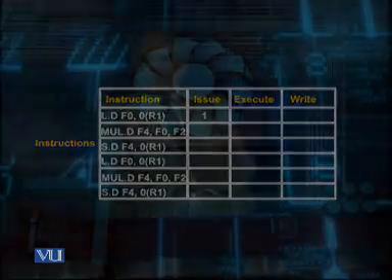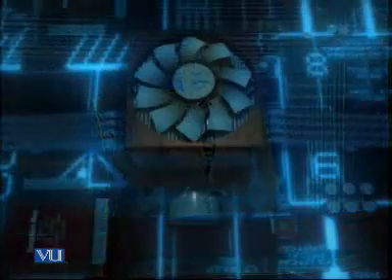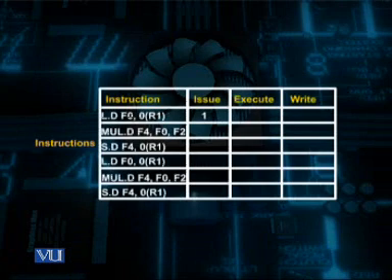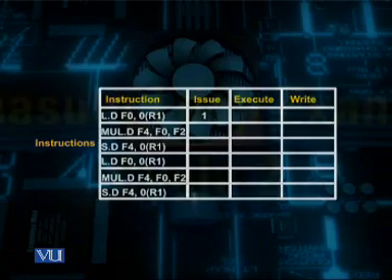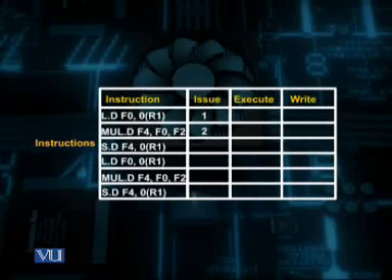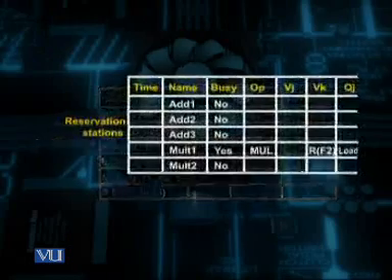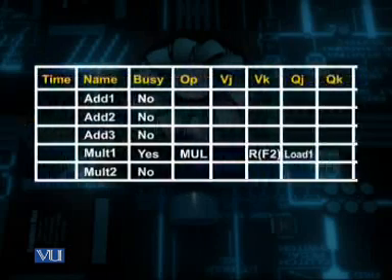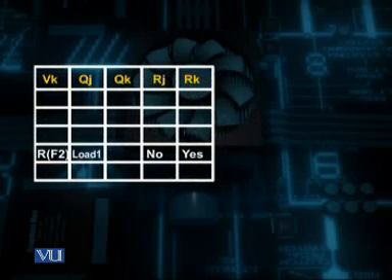So let us consider this example and see how this dynamic unrolling takes place and all the instructions are executed one by one. In clock cycle 1, the first load instruction is issued. In clock cycle 2, the multiply instruction is issued. Here you can see that in the reservation station, the source locations have been mentioned as RF2 and load 1, which corresponds to the destination of the first load instruction, which is F0.